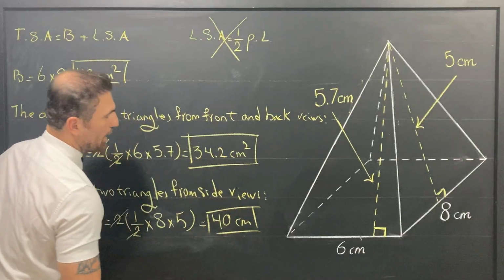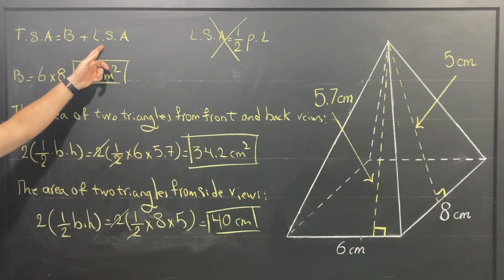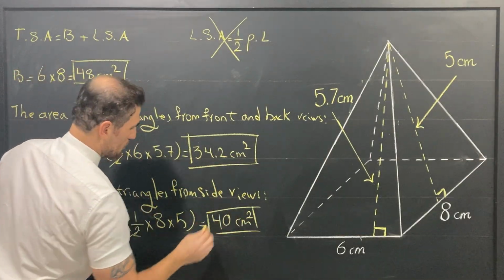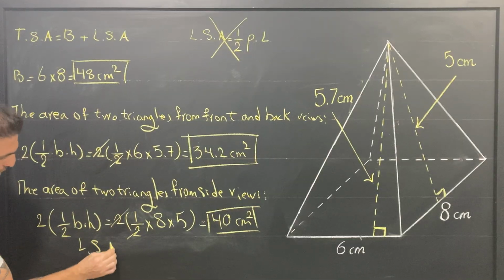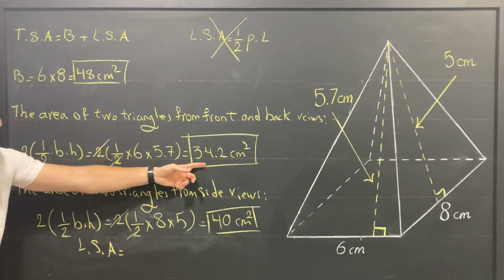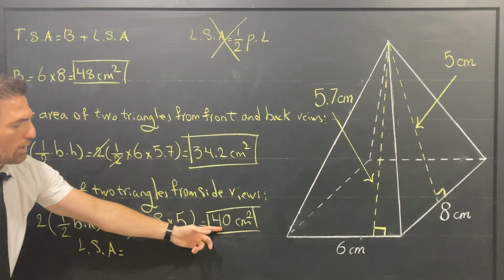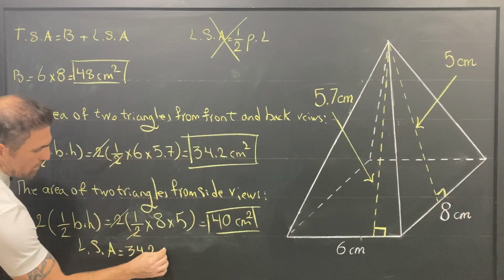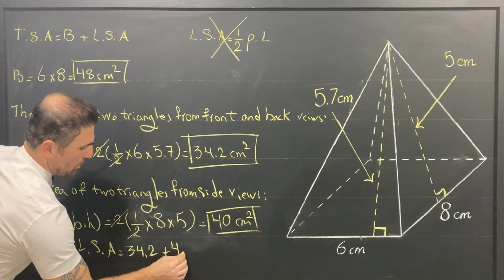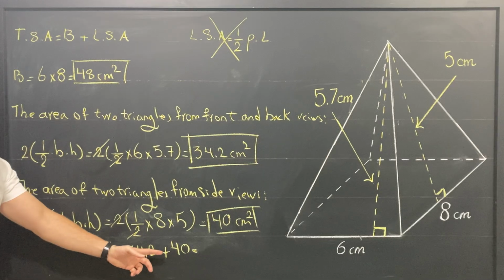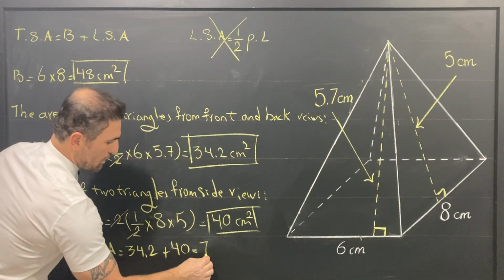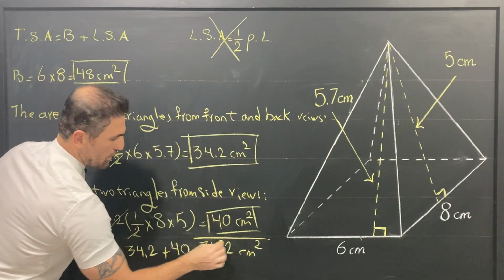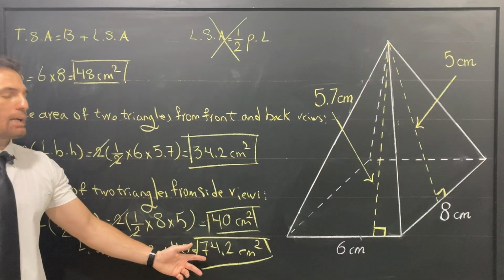is 40 square centimeters. Now, to find out the lateral surface area, we simply add 34.2 and 40 square centimeters. So lateral surface area is going to be the area of these two triangles plus the area of these two triangles. 34.2 plus 40 is going to be 74.2 square centimeters. This is the lateral surface area.